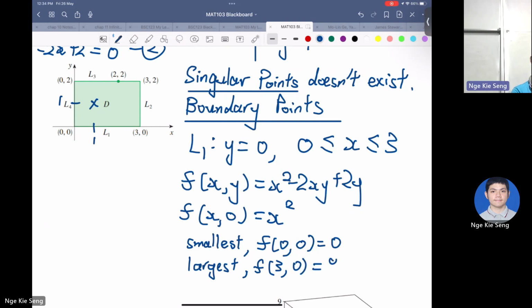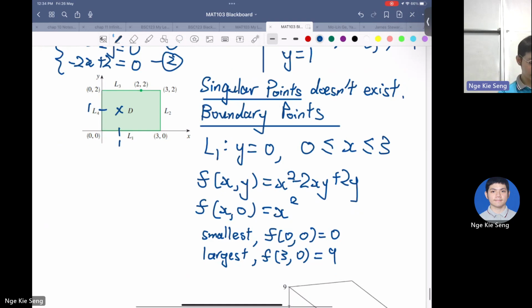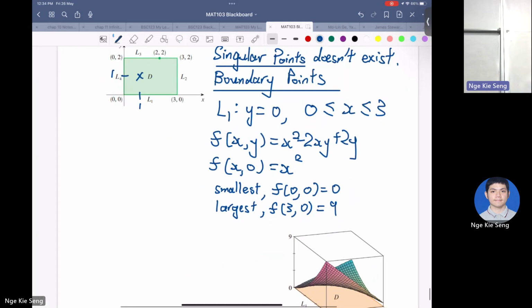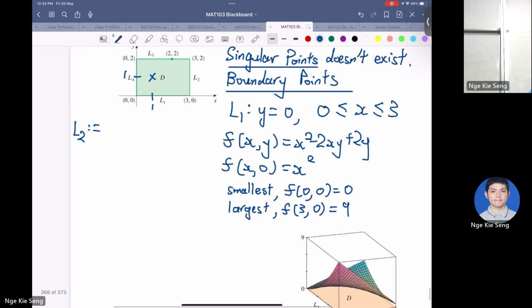So you can see that the whole process is manually done. We still need to compute it. How about L2? What line is L2? L2 is a line that has fixed x, so it's x equals 3, and then y goes from 0 to 2.